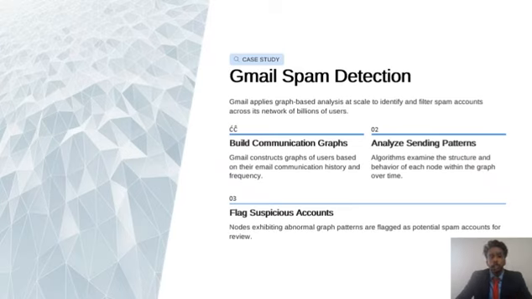First, Gmail constructs a communication graph based on the history of emails sent and received between users. Next, algorithms analyze the structure and behavior of nodes within the graph. If an account shows unusual patterns, such as sending emails to many unrelated users, the system flags that account as suspicious. Finally, the system may mark the message as spam or send it for further analysis.